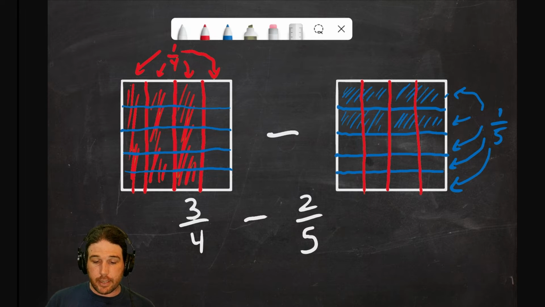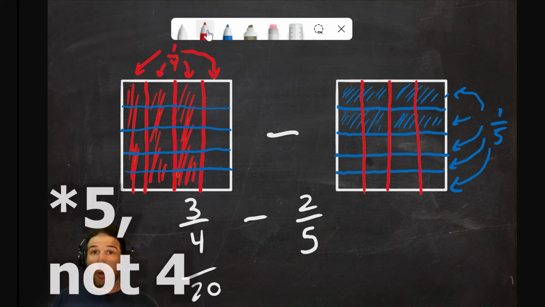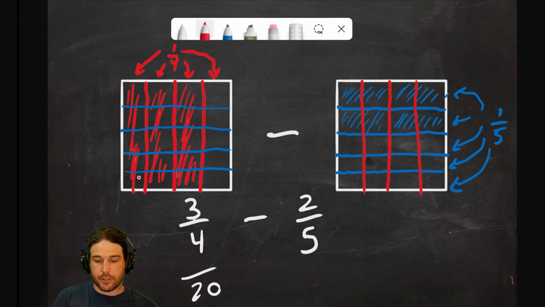What I see here is that we have, let's see, 4 and 5. That's going to be a total of 20 pieces. So something is going to be over 20. And then how many of those pieces do we still have? We had 3 long rectangular pieces. We cut each one into 4 smaller pieces. So now we have 1, 2, 3, 4, 5, 6, 7, 8, 9, 10, 11, 12, 13, 14, 15 pieces out of 20. 15 20ths.